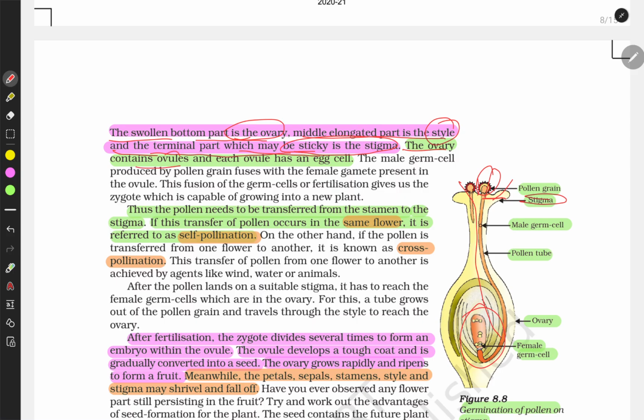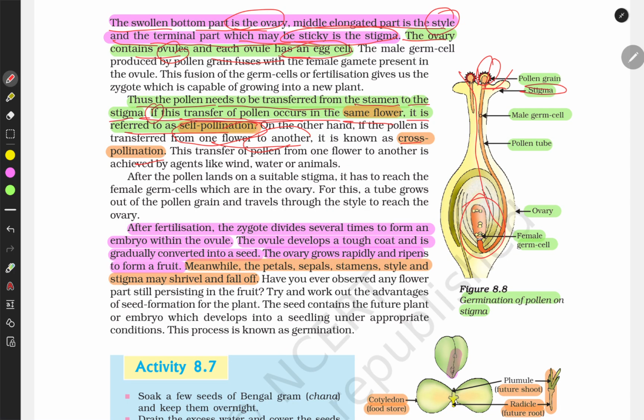The ovary contains ovules, and each ovule has an egg cell. Thus, the pollen needs to be transferred from the stamen to the stigma. If this transfer of the pollen occurs in the same flower, it is called self-pollination. And in case the pollen is from a different flower or another plant, this is called cross-pollination.